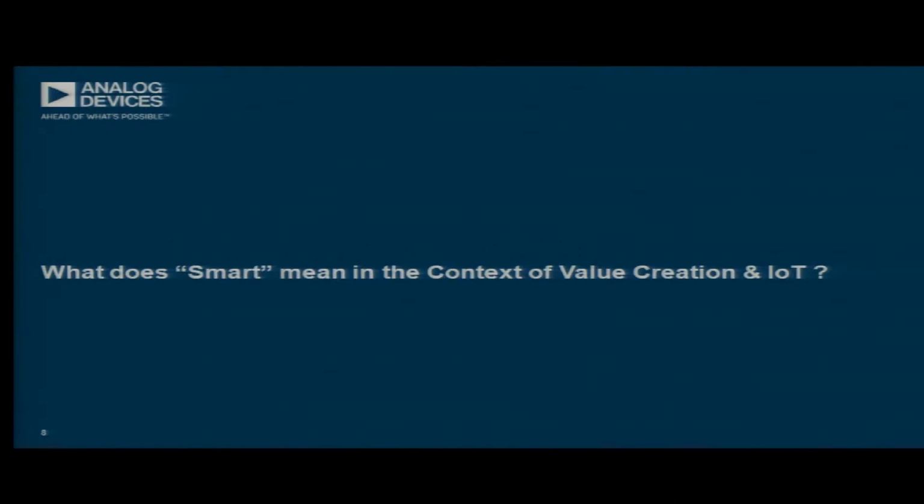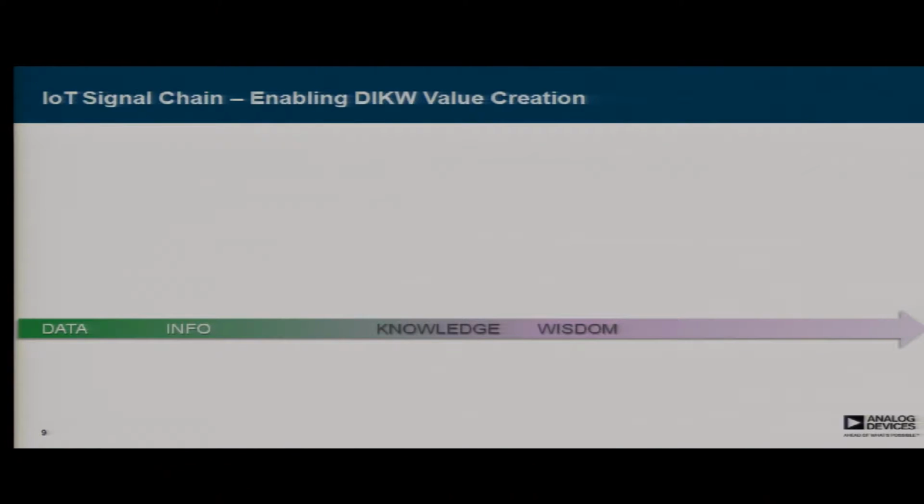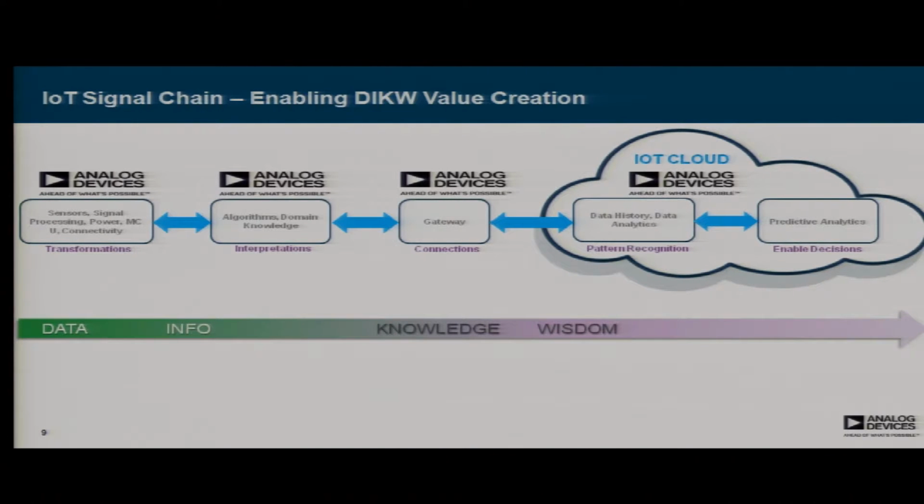Okay, so now I want to talk about what smart means in the context of value creation in IoT. Okay, so let me just take the DIKW for a moment and move it onto a horizontal chart here. And so if we look at the various stages along the way, these various transformations, okay, typically in an IoT system, you're going to have some kind of sensing, data conversion on the network edge, okay.